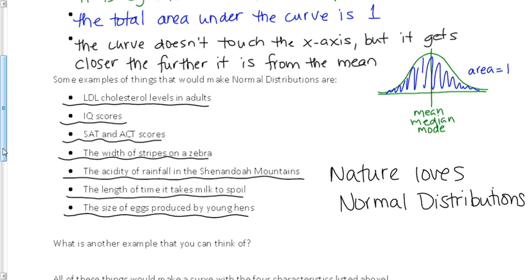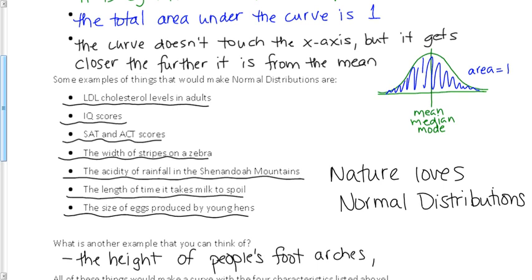What is another example that you can think of? Well, there's tons of them. An example that I had from the past was the height of people's foot arches. People's weights. Oops, that says people's weights. Anything that happens in nature like this is oftentimes a normal distribution. All of these things would cover the 4 characteristics that we had up here on the top.